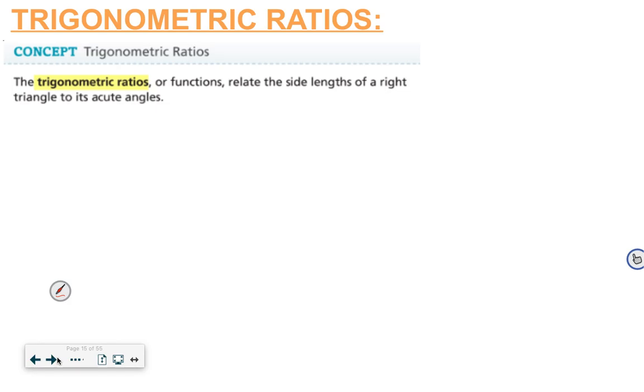Today, as I mentioned before, we are going to go over trigonometric ratios. In this topic, we are going to learn 3 important trigonometric ratios: sine, cosine, and tangent. Before starting our topic, the most important thing you should know is that to be able to find the trigonometric ratios, you need to have a right triangle. Let me draw a right triangle.